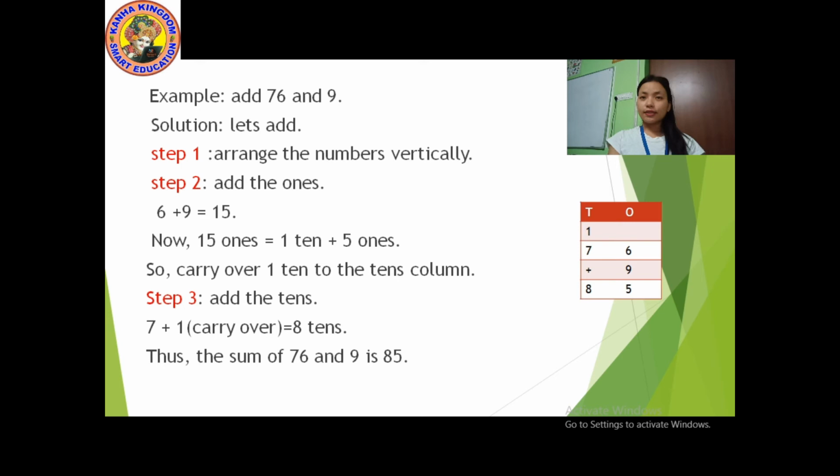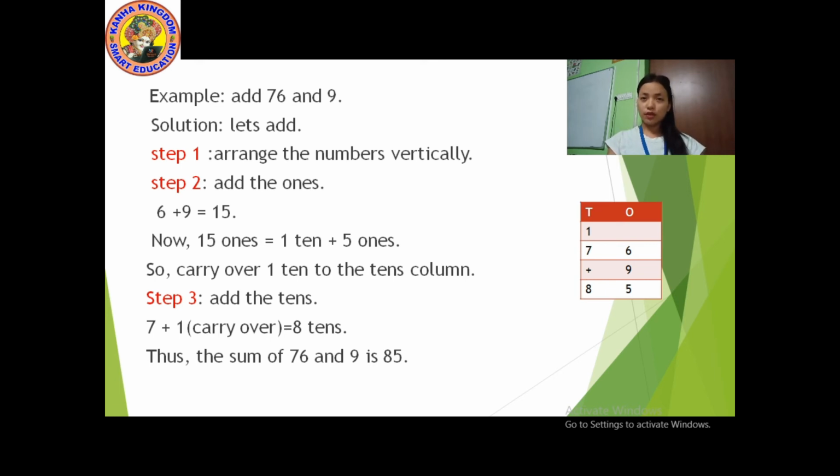So we have to write 5 ones in the ones column, because 5 in 15 is in the ones place. And we carry over 1 ten to the tens column, because there is also 1 ten which remains here. So after writing 5 ones in the ones column, we carry over 1 ten to the tens column. Then we complete step 2.